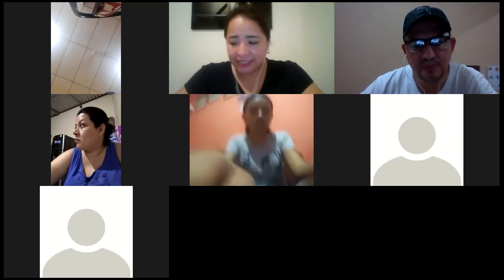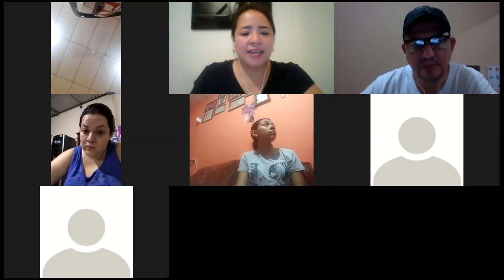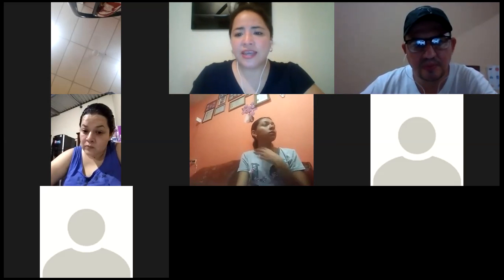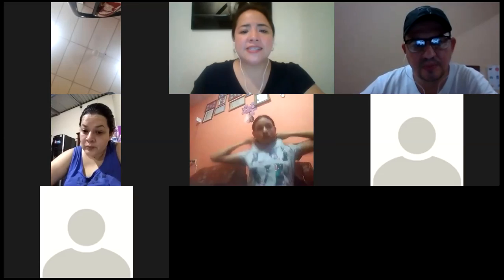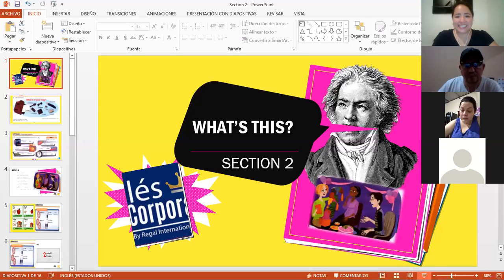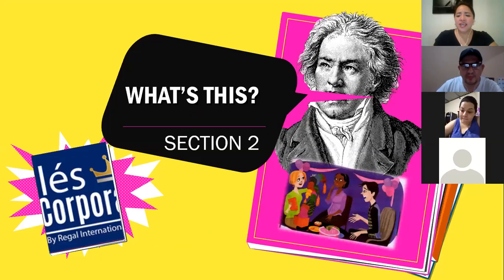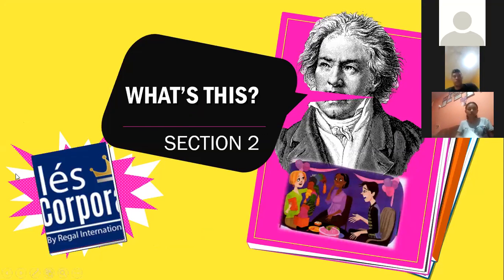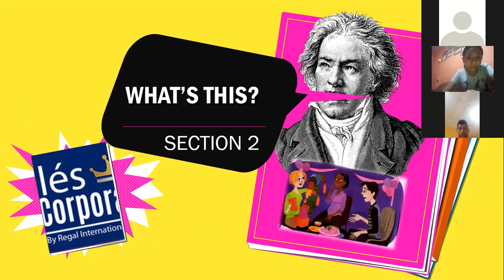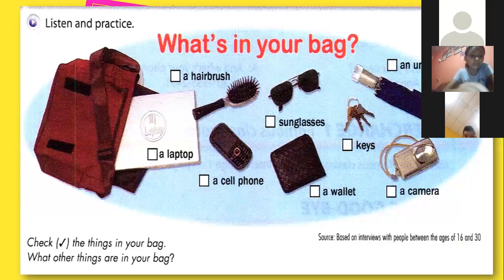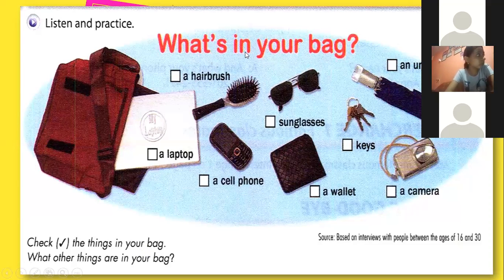So we're gonna practice, okay, for this class. I'm going to present, okay, the name for the section number two, guys, is this one, right? What's this? Okay, this is the name of the section. This is the second section that we have for this week. So this is what's this? ¿Qué es esto? Okay, this is the name for this section, okay? And we're gonna practice vocabulary, okay? And I have here a question here, okay? Roberto, ¿qué dice aquí, Roberto? Can you please read this? What is in your bag?